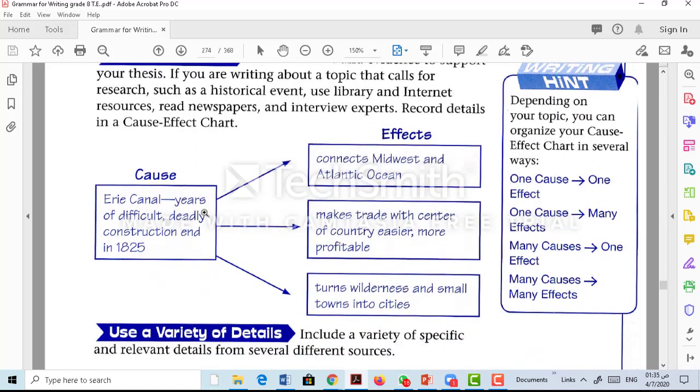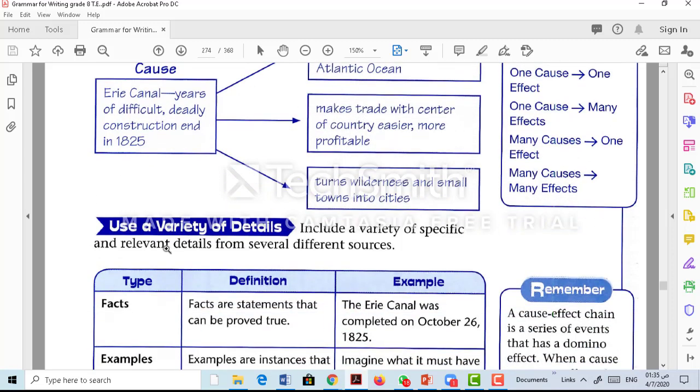As you can see here, the cause here is the Erie Canal. It had three effects. That's effect number 1, effect number 2, and effect number 3. So one cause leads to one effect. One cause has an effect. In this example here, it's only one cause that had three effects.